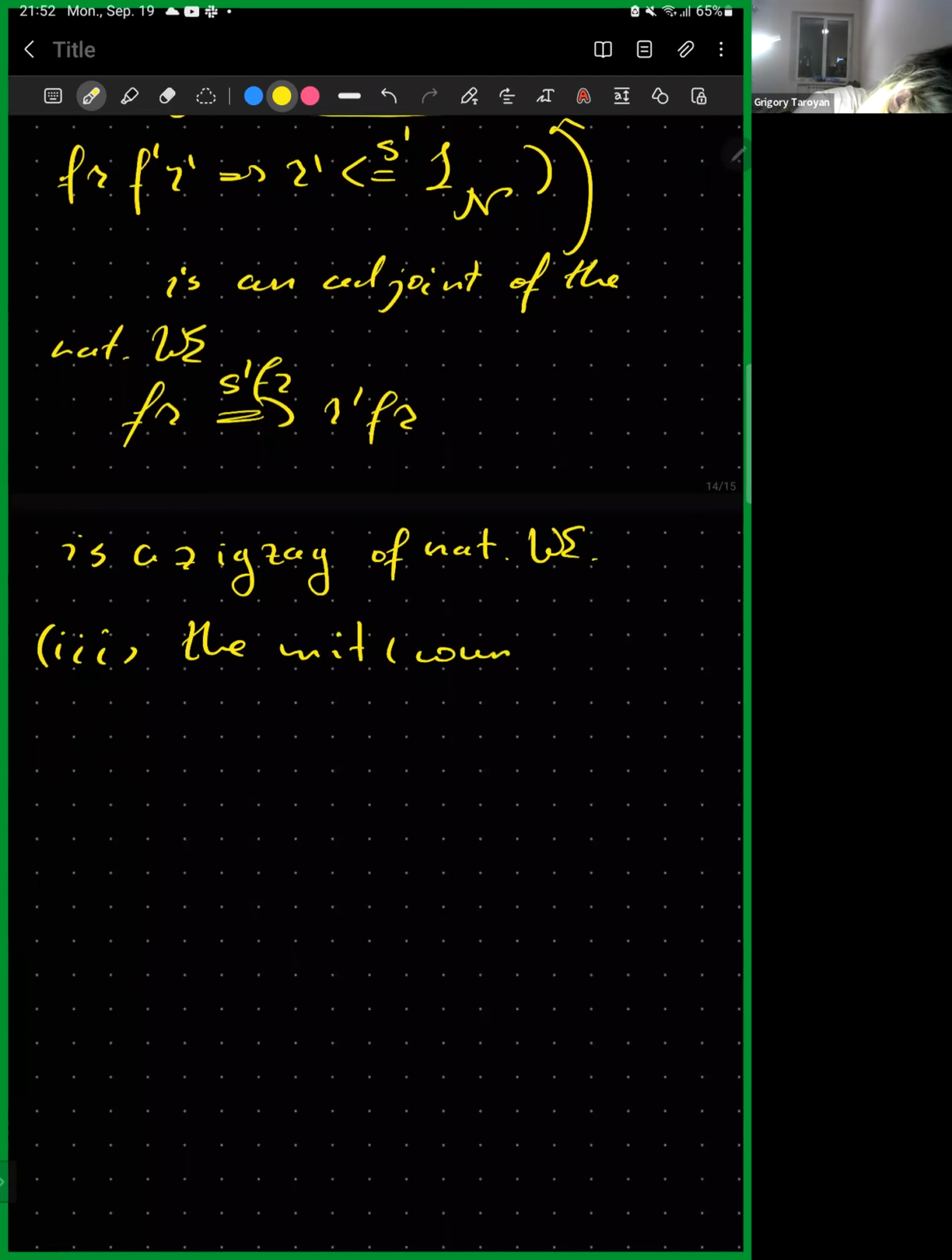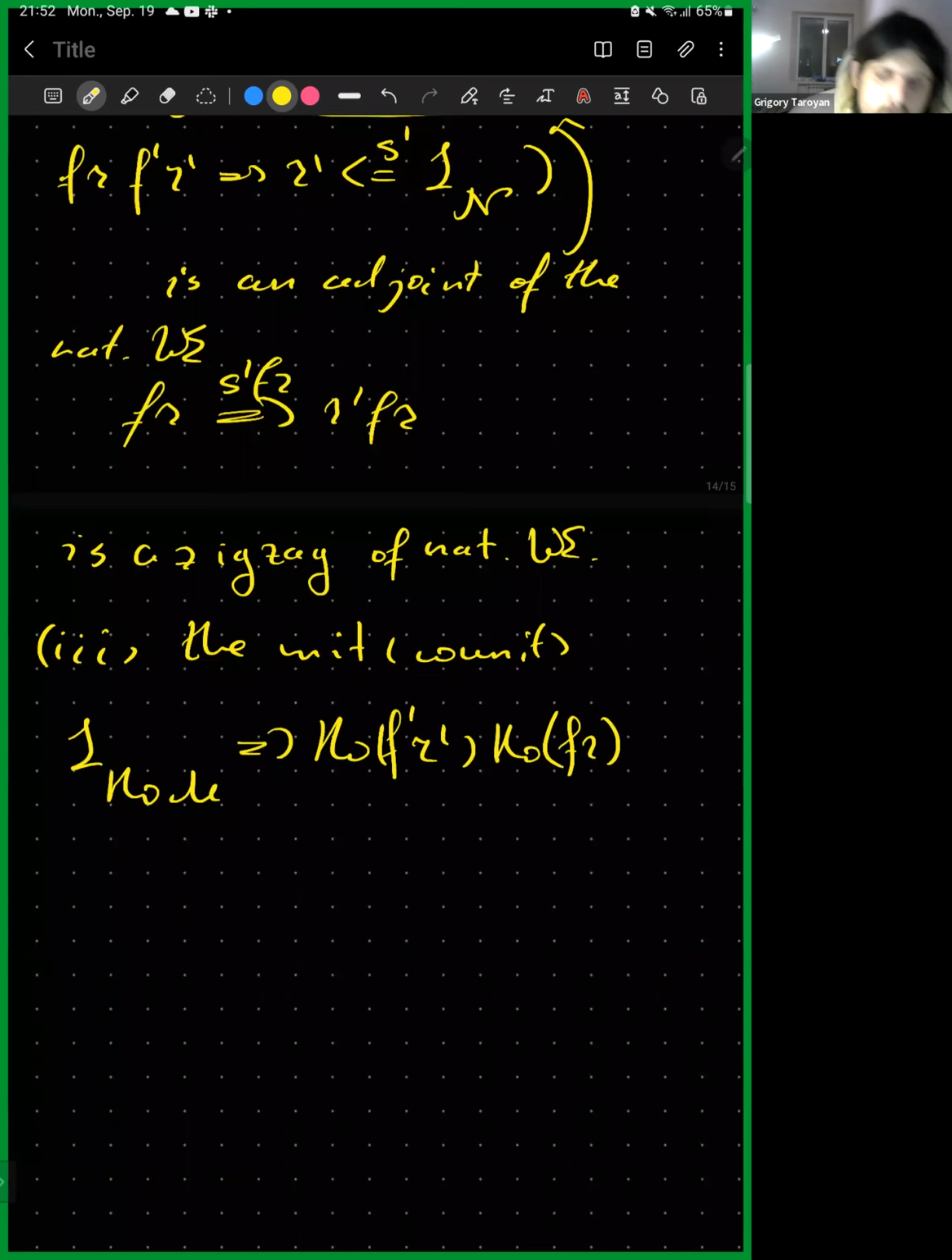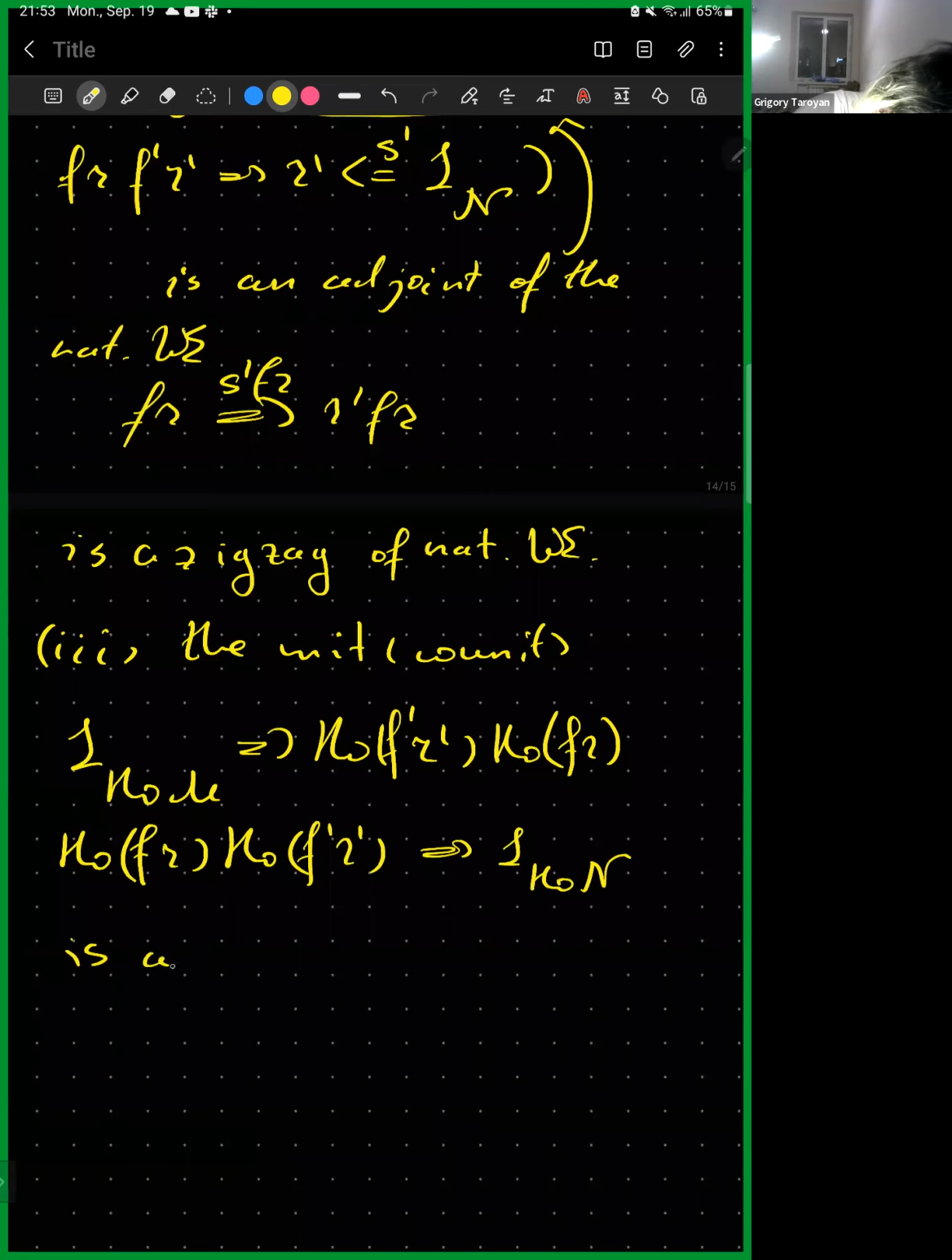And the final one is that the unit of the right deformation, which is a natural transformation between the identity functor and the composition of homotopizations of approximations. So yeah, and the co-unit is obviously in the other direction. So co-unit or unit should be a natural isomorphism.